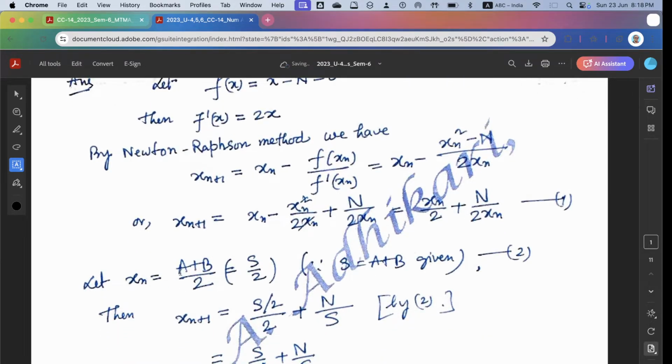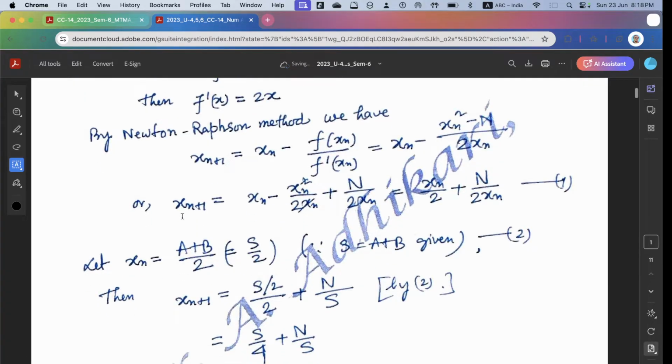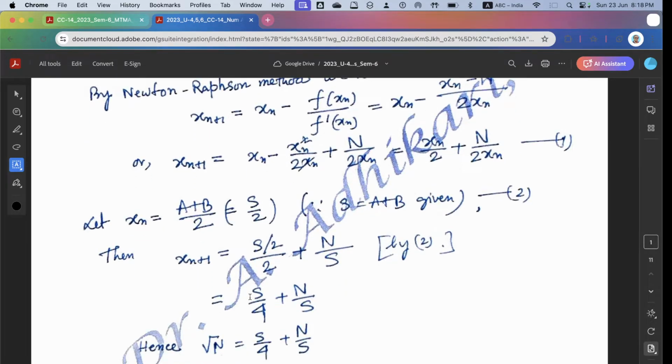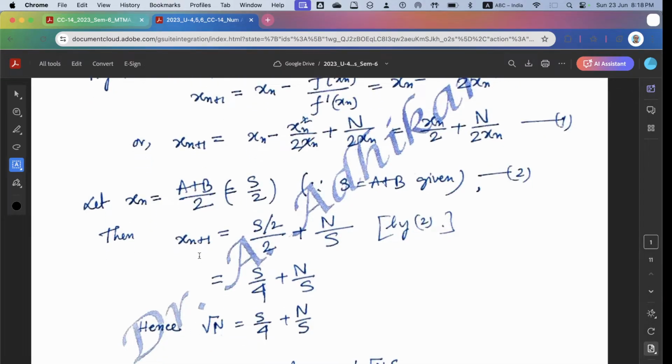Let xn equal to (a plus b) by 2. Now this a plus b equals s, so xn equals s by 2. So x(n+1) equals (s by 2) whole divided by 2 plus n by 2xn, with xn equal to s by 2, which equals s by 4 plus n by s. Hence x(n+1) is the approximation. So this is the square root of n equals s by 4 plus n by s.